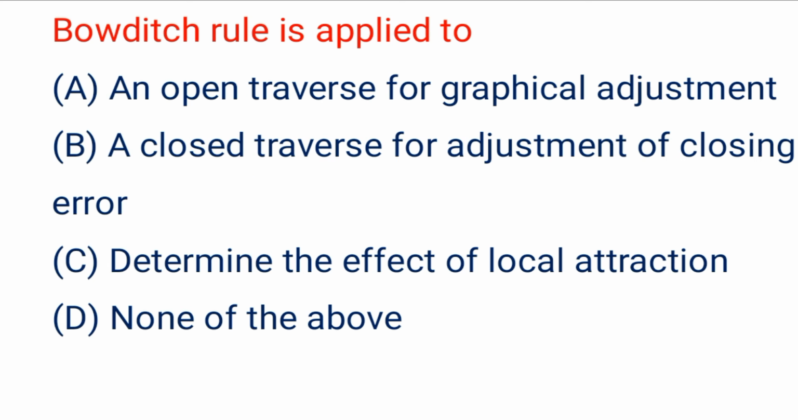Next question, Bowditch rule is applied to option A an open traverse for graphical adjustment, option B a closed traverse for adjustment of closing error, option C determine the effect of the local attraction, option D all the above.